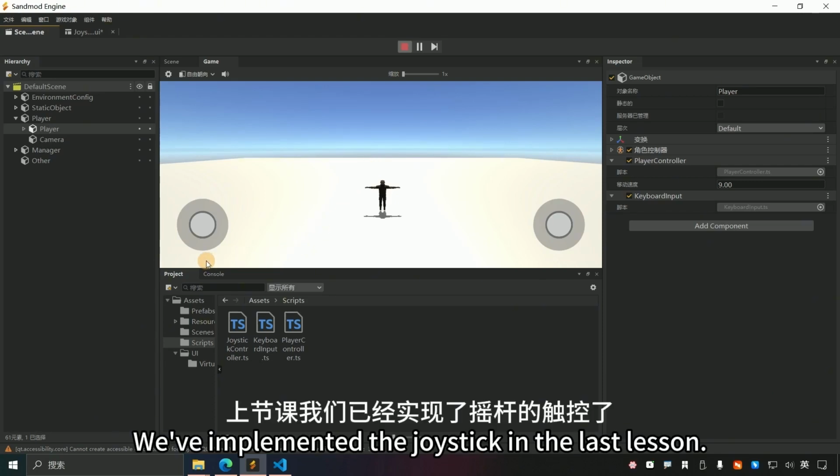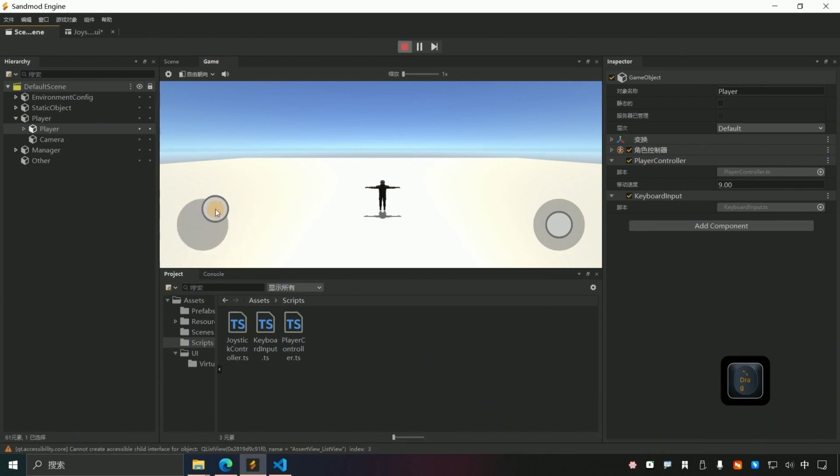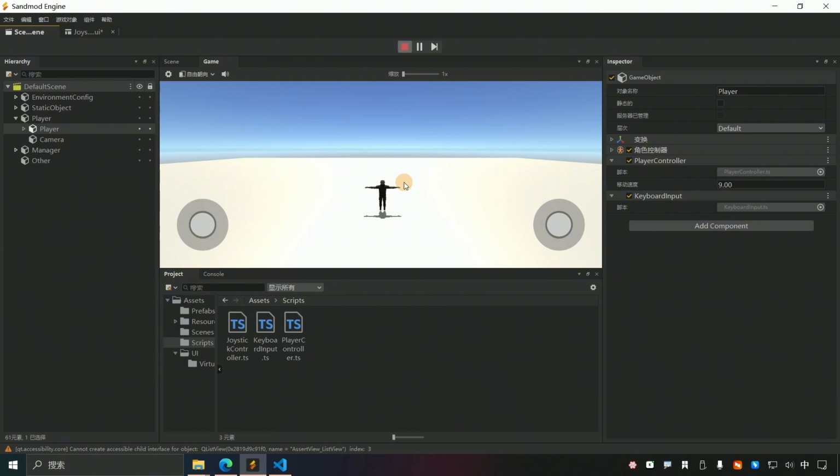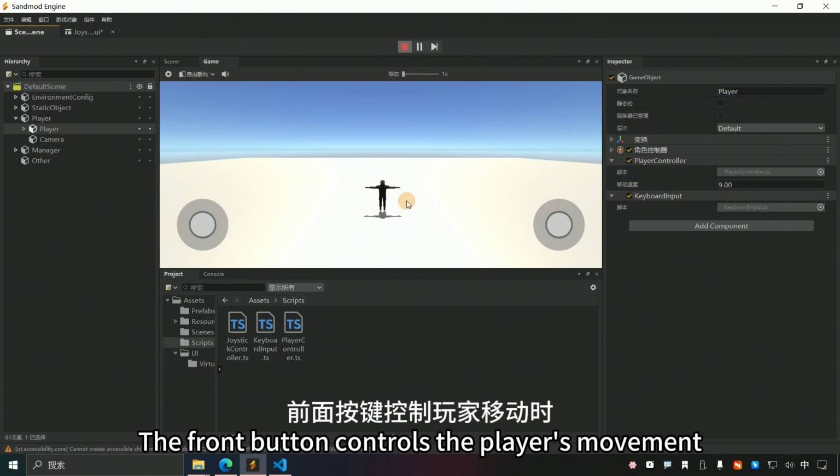We've implemented the joystick in the last lesson. This lesson, we're going to create the motion of the character with the joystick. Attention everyone. The front button controls the player's movement.